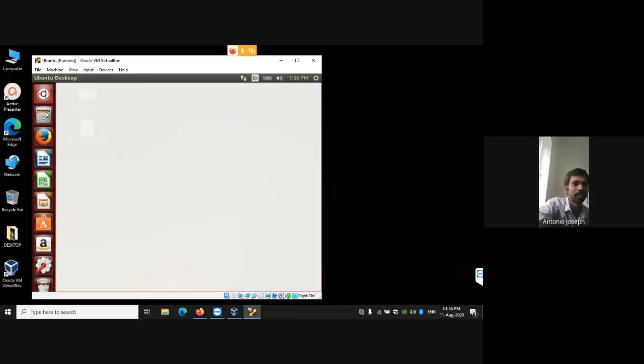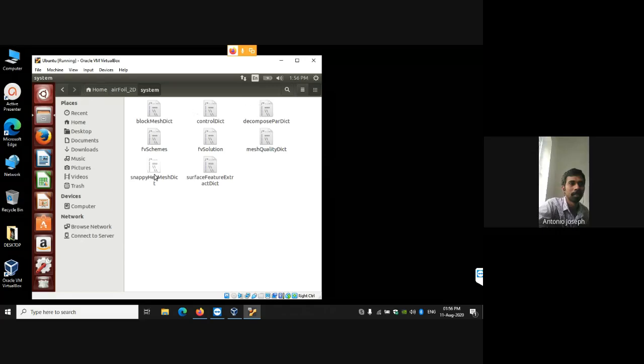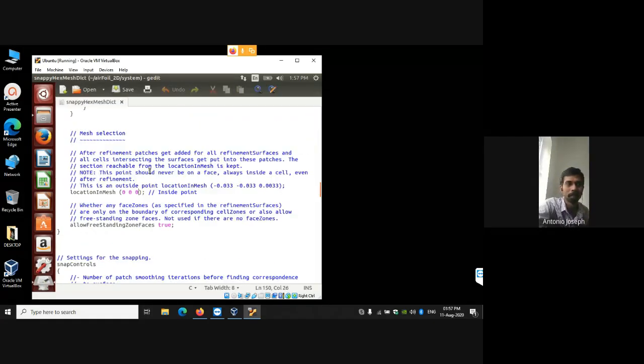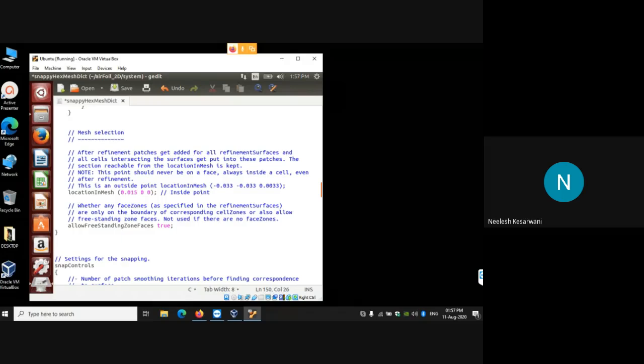Now I am just remeshing to get back to our early stage. So I'm going to mesh the pipe. Does anyone remember the location inside the pipe? Location of the pipe: minus zero, sorry, 0.015. The last one was 0.03. The last point was zero, 0.03, zero.